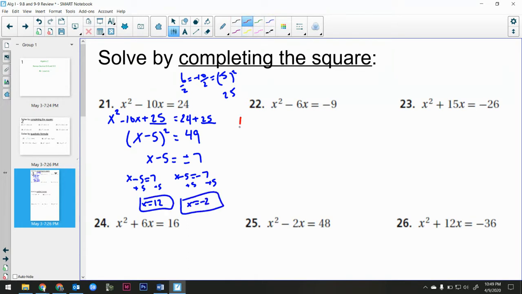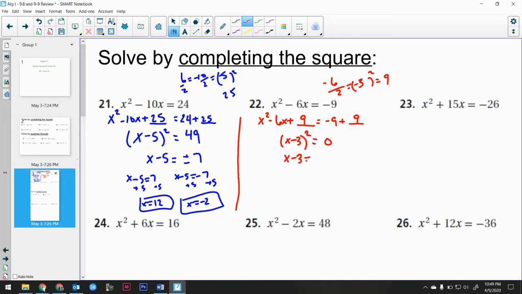All right, next problem here. Again, it's already set up for me, so I'm going to fill in my blank. x squared minus 6x plus something equals negative 9 plus something. So I take half of b, negative 6 divided by 2 is negative 3, and then that squared is 9, right? So I'm going to add 9 to both sides. Now, the interesting part about this one is that this turns out to be x minus 3 squared is equal to 0. Now, when I square root 0, I get 0. So this is actually x minus 3 is equal to 0. There's only one solution here. x is equal to 3.